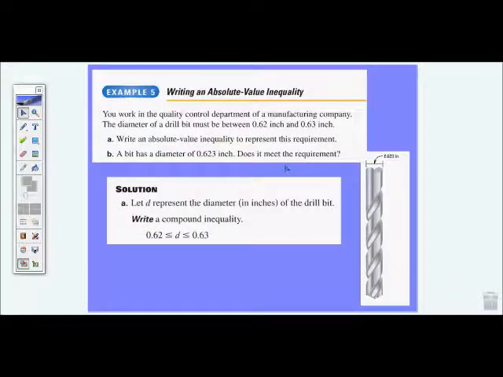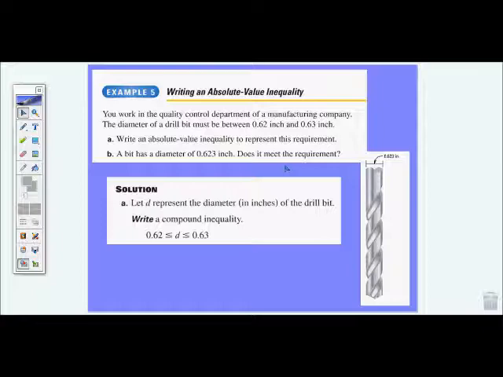Part of our lesson has to do with a real life situation. We're going to talk about some drill bits. You work in a quality control department of a manufacturing company, and the diameter of a drill bit must be between 0.62 inches and 0.63 inches. Now, the goal of this example is to write an absolute value inequality.